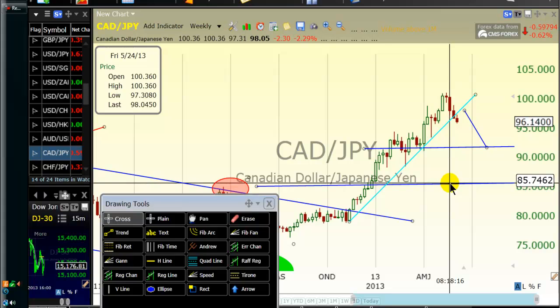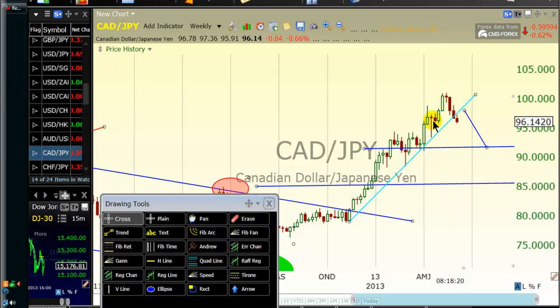That's aggressive projection for the Canadian yen. Right now, we can see that the Canadian yen is a bit ahead of the USD yen because the USD yen did not close below this trend line here. We will expect the USD yen in normal condition.